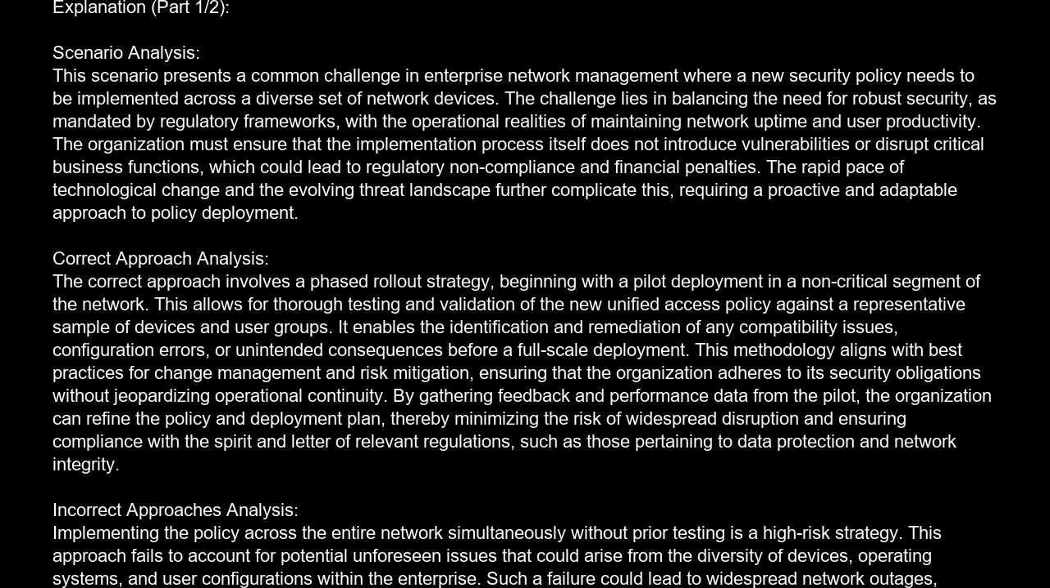The organization must ensure that the implementation process itself does not introduce vulnerabilities or disrupt critical business functions, which could lead to regulatory noncompliance and financial penalties. The rapid pace of technological change and the evolving threat landscape further complicate this, requiring a proactive and adaptable approach to policy deployment. Correct approach analysis.